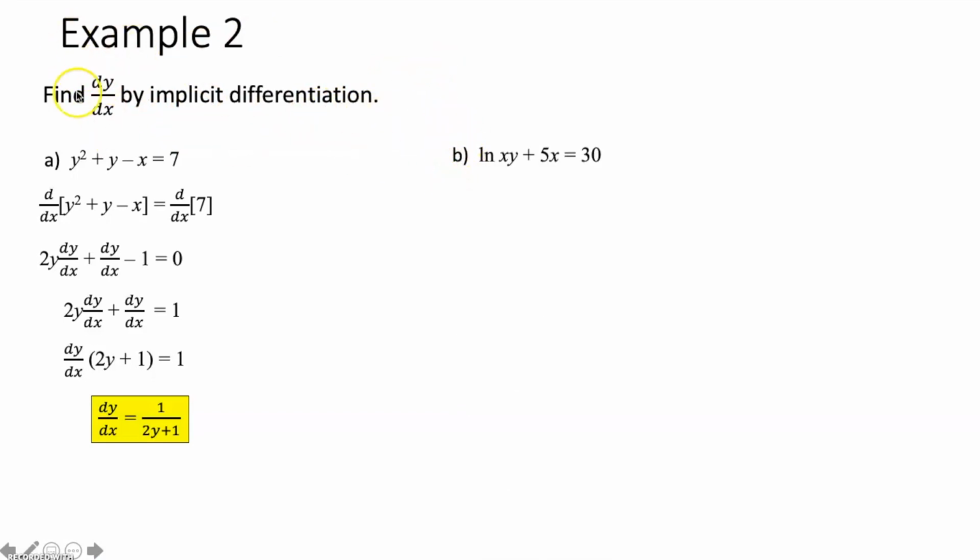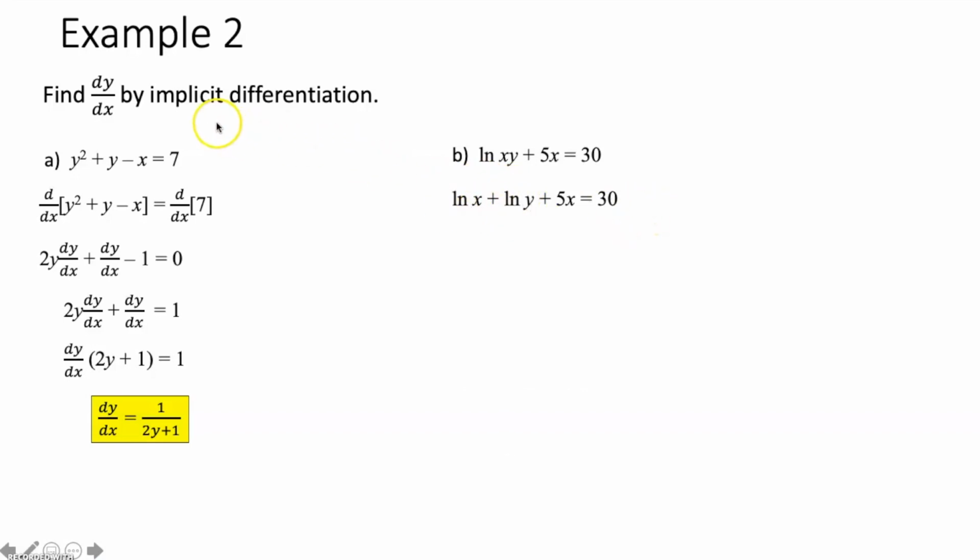Part B, doing the same thing. I want to find dy dx by implicit differentiation. Normally I would just take the derivative of both sides with respect to x first, because that's our first step. But look here, ln of x times y, that derivative would get super messy. So what I want to do first is use my properties of logs. If I use the product property, I can take this ln of x times y and rewrite it as ln of x plus ln of y. That's the product property of logs.